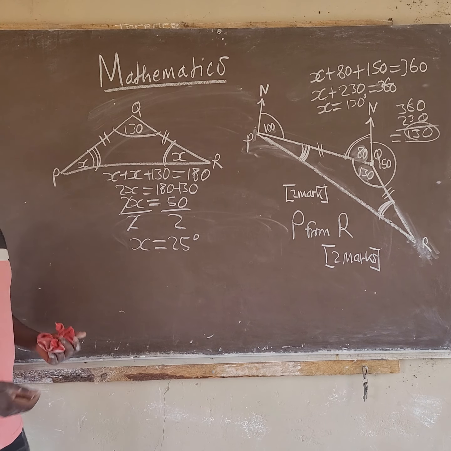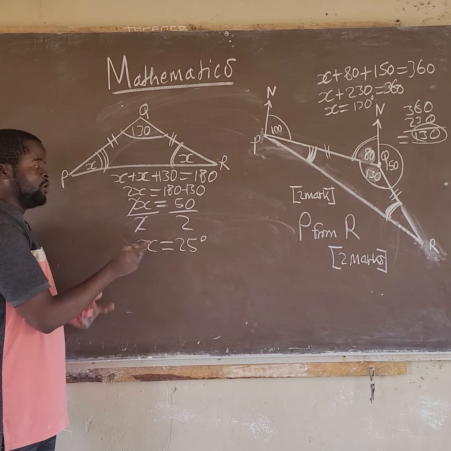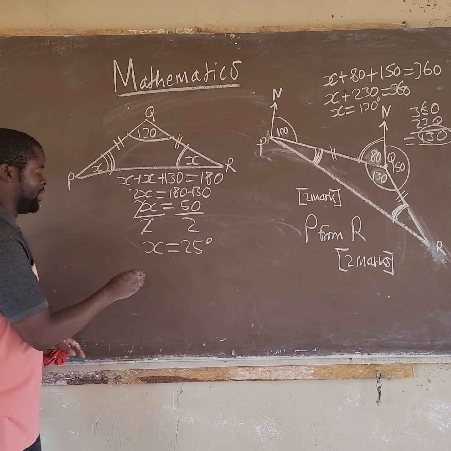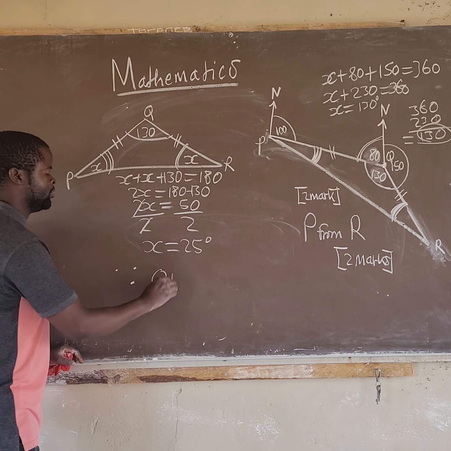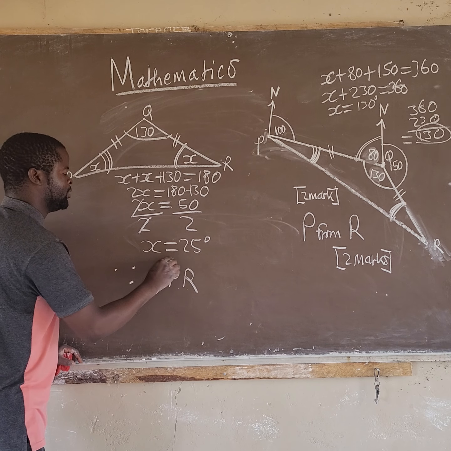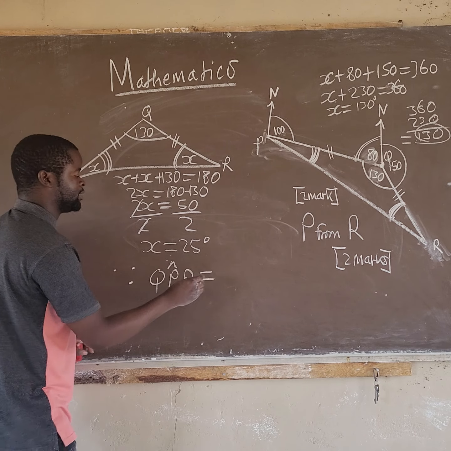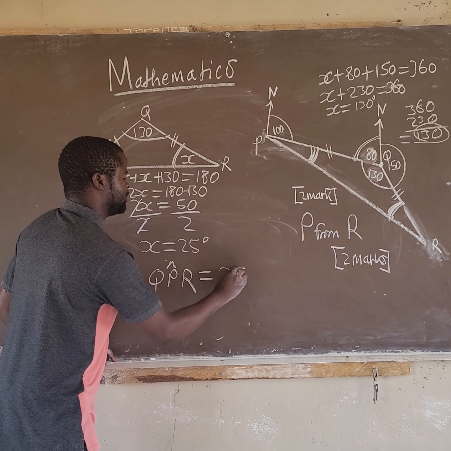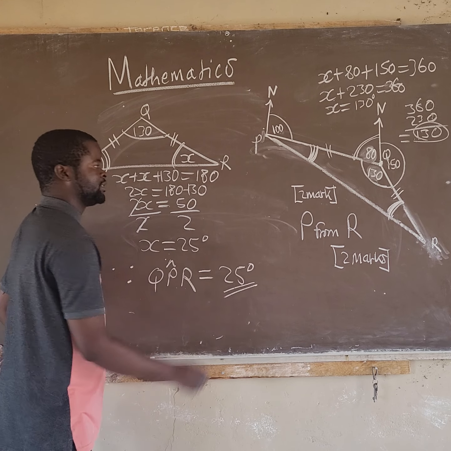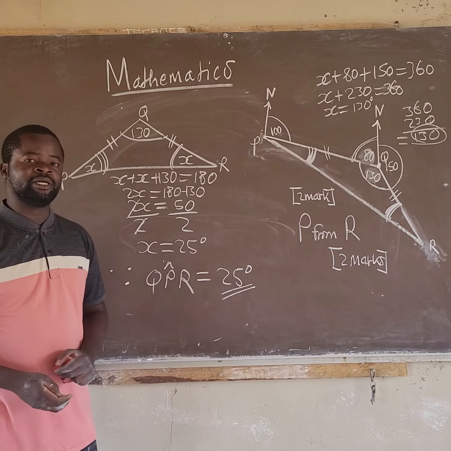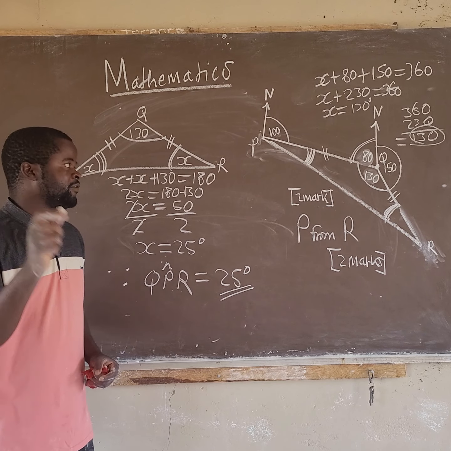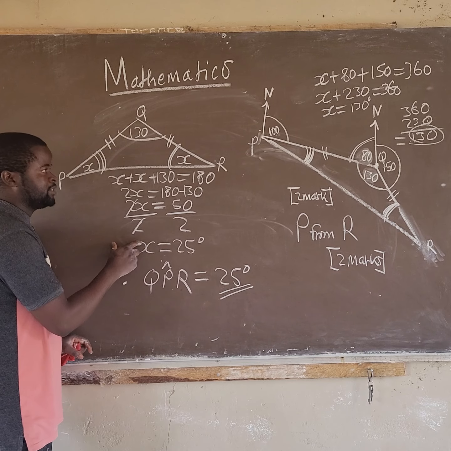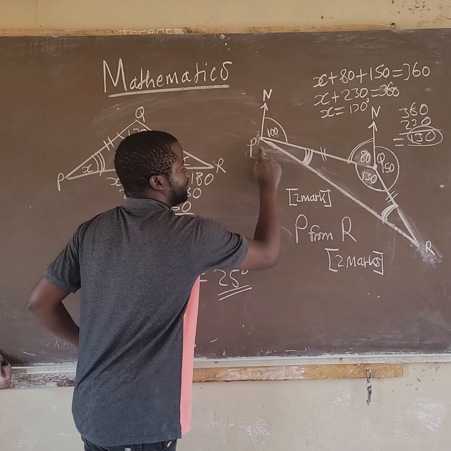So now, after having the value of x, definitely I'll say, therefore, angle QPR, which is carrying 2 marks, is equal to 25 degrees. Very simple. So remember, this is mathematics paper 1 and you are required to solve. So definitely, you can get the angle QPR.